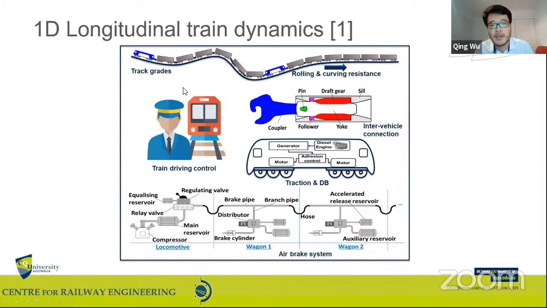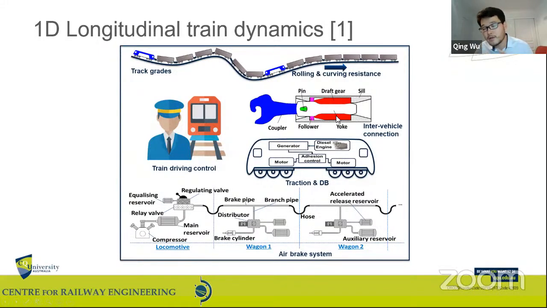longitudinal train dynamics? First, we will have a track with up and down grades, so we will consider the gravitational components. Then, with the train moving on the track, we will consider rolling and curving resistance. Now, as we mentioned, the individual vehicles are connected by couplers or inter-vehicle connections.